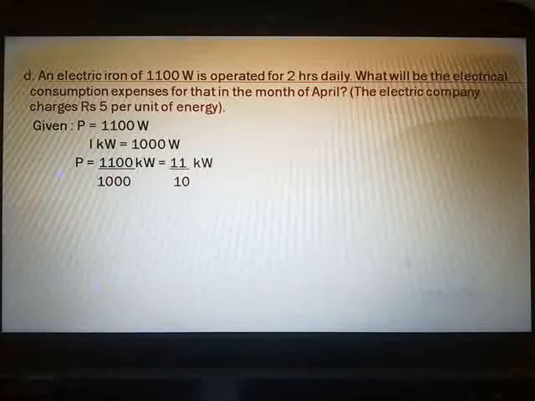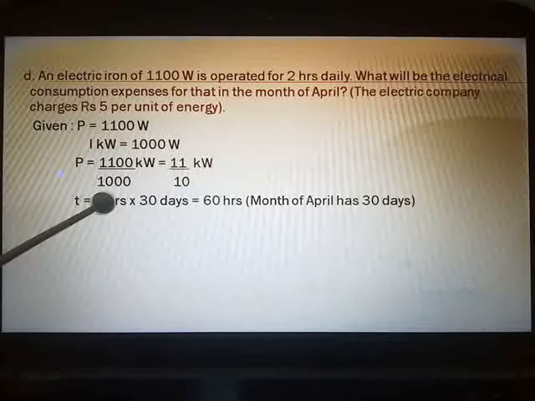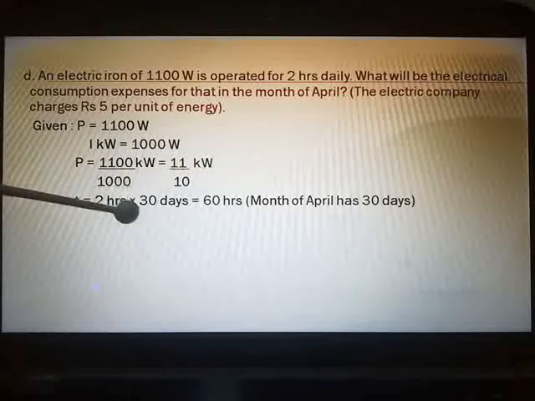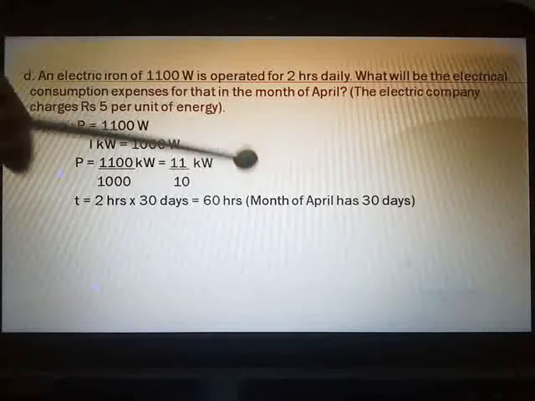First we will write what is given. Power is 1100 watt. Conversion is required. 1 kilowatt is 1000 watt. So if you have to convert this watt into kilowatt, you have to divide by 1000 as we have done in the previous sum. So you will get 11 upon 10 kilowatt is the power. Time is 2 hours daily, and you have to find the expenses in the month of April. So if 2 hours it is daily, then in the month of April you know there are 30 days. So 2 hours multiplied by 30 days comes out to 60 hours. And in the bracket immediately you have to write month of April has 30 days.